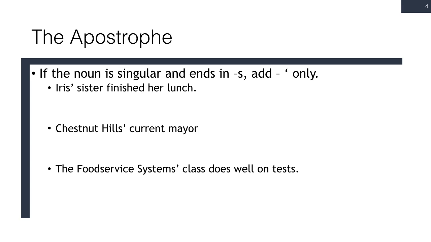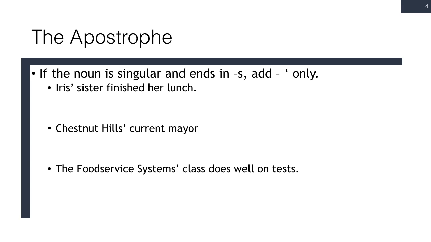Let's take a look at the next one. Chestnut Hills, there's already an S there after Hills. Instead of leaving the S and adding an apostrophe S, we would simply just add the apostrophe afterward. Chestnut Hill's current mayor. Again, it's possessive because the mayor belongs to Chestnut Hills.